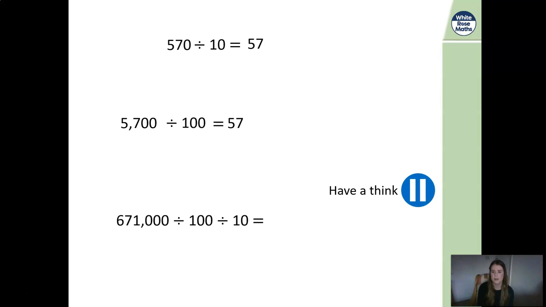I'd like to pause the video and have a think. Can you now work that sum out and tell me which way is easier? Do you find it easier working from left to right, or is it easier for you to then add those 2 numbers together and do one sum instead?